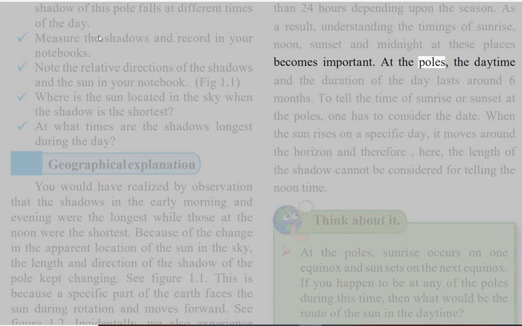At the poles, the daytime lasts around 6 months. To tell the time of sunrise or sunset at the poles, one has to consider the date. When the sun rises on a specific day, it moves around the horizon and therefore, here, the length of the shadow cannot be considered for telling the noon time.